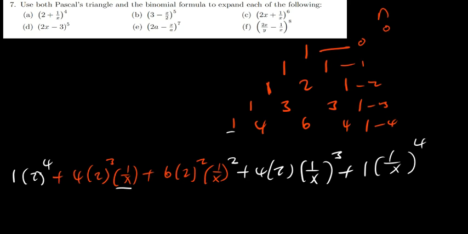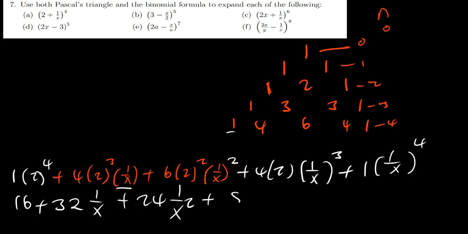2 to the power 4 is 16. Then here I'll have 8 times 4, which is 32, times 1 over x. Then plus 4 times that one is 24, times 1 over x to the power 2. Plus this is going to give me 8, times 1 over x to the power 3. Then this is just 1 over x to the power 4.